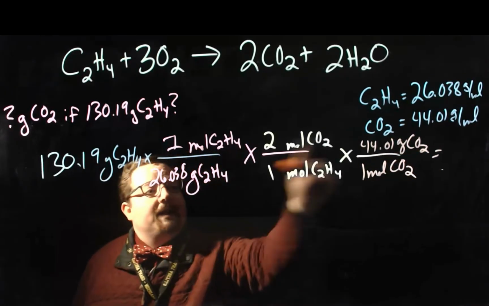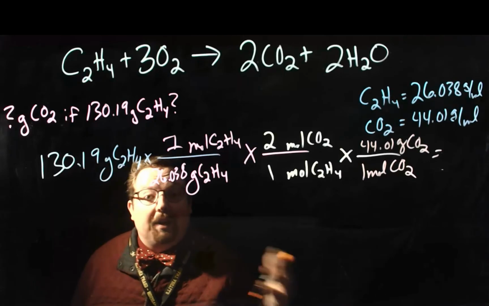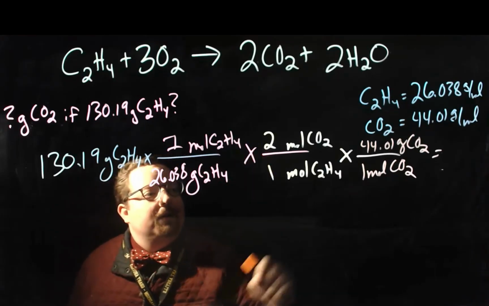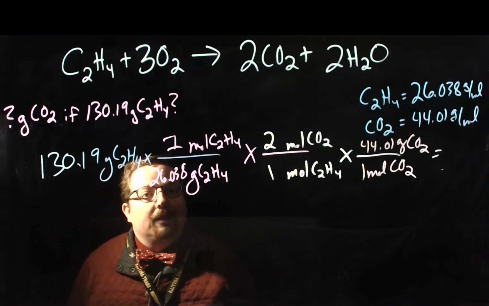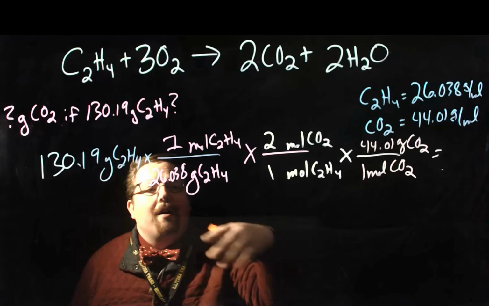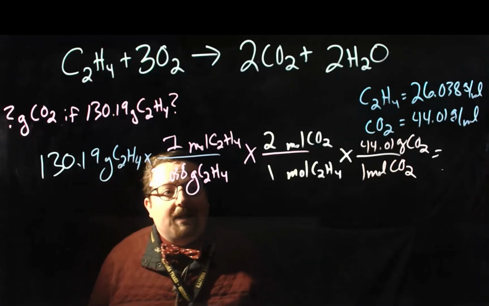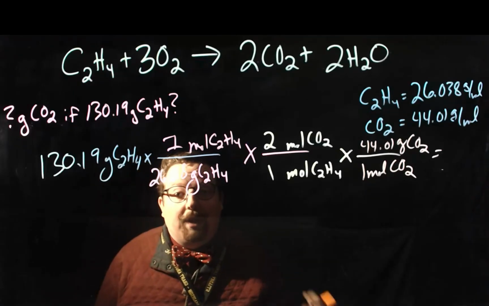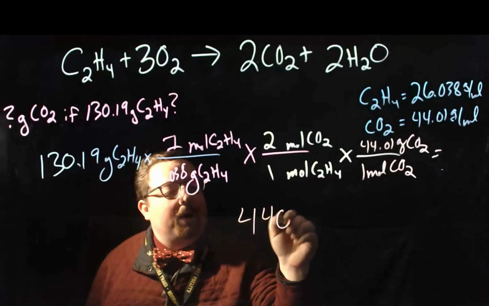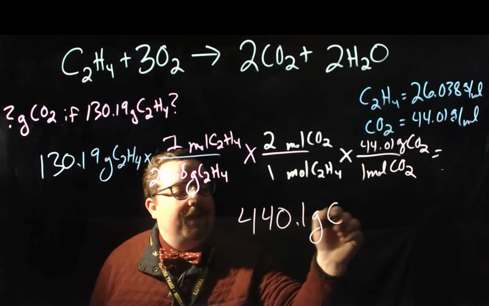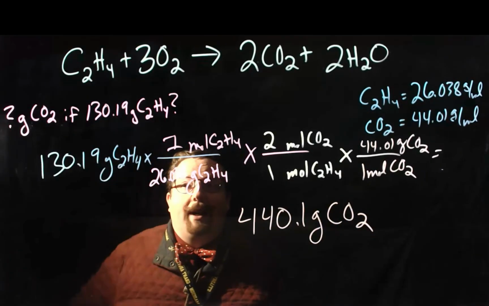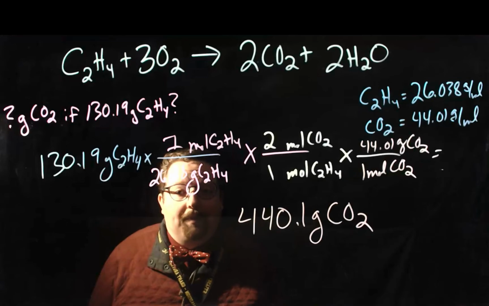If we multiply all the tops and divide by all the bottoms, on your calculator you'll take 130.19 times 2 times 44.01 divided by 26.038. Notice I skipped all of those ones because ones don't actually change the value we're looking at. When you do that, you get that we produce 440.1 grams of CO2 when we fully react 130.19 grams of C2H4.